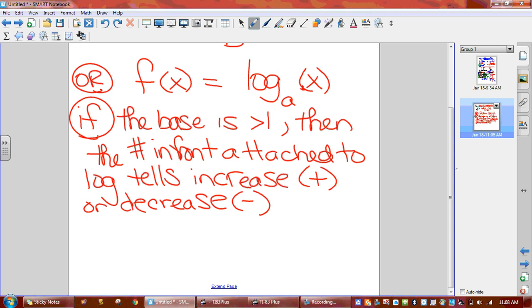So up or down is decided, if the base number is greater than 1, by the number attached in front of the word log. That's what decides up or down, if the base is greater than 1. Okay? And not a fraction. And we'll do an example of this. I'll give you a moment to write that down.